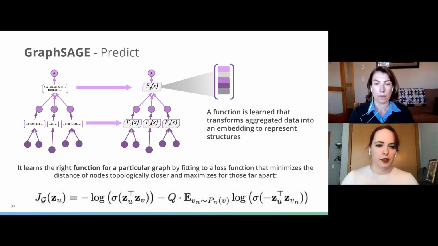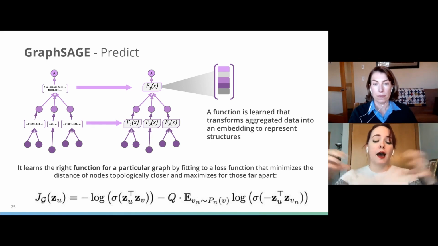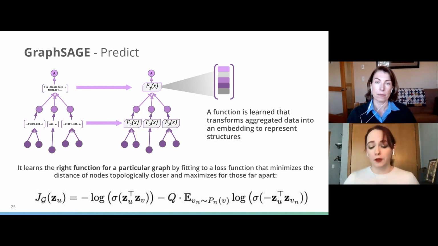To dive a little bit more into that prediction step, you're fitting a function for your graph, meaning the topology of your problem, as well as the properties on your data, that minimizes the distance of nodes that are closer together in your actual graph and maximizes it for those that are further apart. At the bottom, we actually have what that loss function is. The important thing is it transforms the aggregated data into an embedding that can represent the structure. Once you fit that loss function, you now have a predictive model, so you can put in new data, fit it into that loss function and come up with a new embedding.